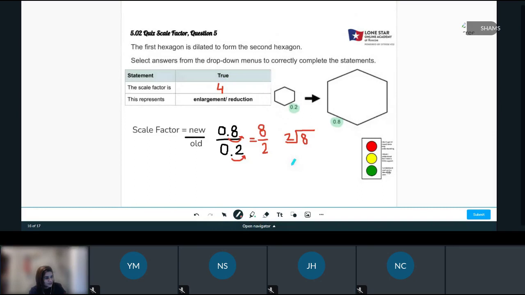Leah, good. Joycelyn, very good. Let's see, the others are working. Is it going to be enlargement or reduction? Very good, Nina. Scale factor is 4. 4 over 1 is 4. So scale factor is going to be 4. Is it going to be enlargement or reduction? Enlargement. Very good. The shape is getting bigger.